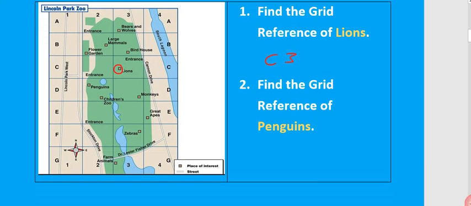Next question, the grid reference of penguins. Alright, penguins are over there. The corresponding letter is D, and the corresponding number is 2. So the grid reference of penguins is D2.